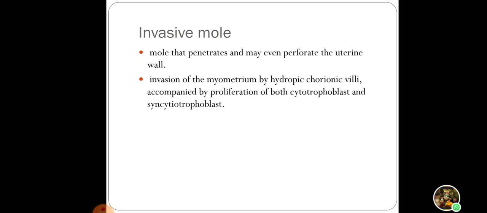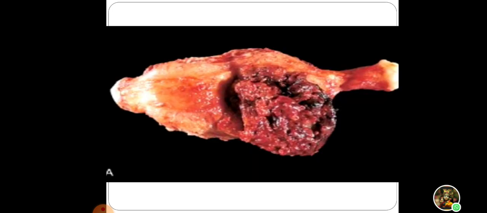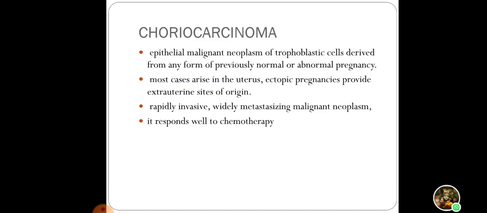Invasive mole is a mole that penetrates and may even perforate the uterine wall. It shows invasion of the myometrium by hydropic chorionic villi accompanied by proliferation of both cytotrophoblast and syncytial trophoblast. This is the gross specimen of the invasive mole.